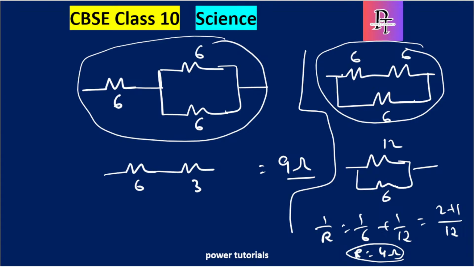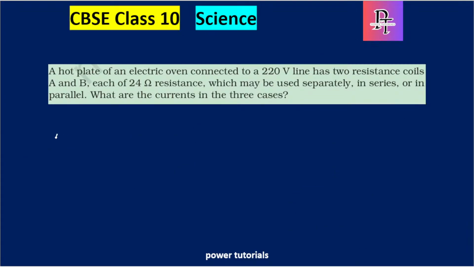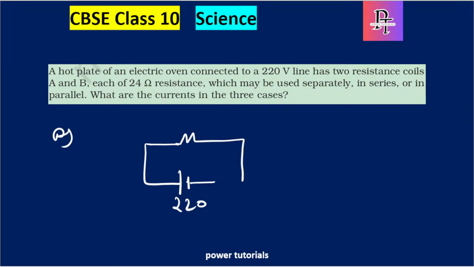Okay, let's move to the next question. A hot plate of an electric oven connected to 220 volts has two resistor coils A and B, each of 24 ohms resistance, which may be used separately, in series or in parallel. What are the currents in the three cases? So let's say the first case, you have a voltage of 220 volts. Used separately, the first case is just 24 ohms.